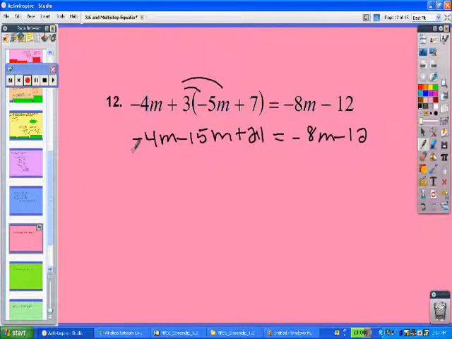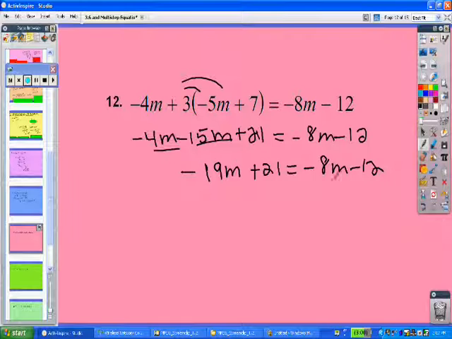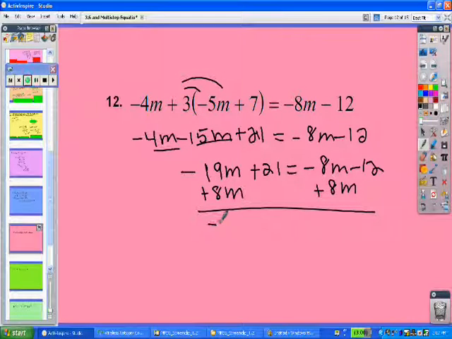I can go ahead and combine like terms. On this left-hand side, I have negative 4m minus 15m. So that would give me negative 19m plus 21 equals negative 8m minus 12. There is no other like terms. We need the m terms to be on the same side. So I'm going to go ahead and add 8m to both sides. I get negative 11m plus 21 equals negative 12.